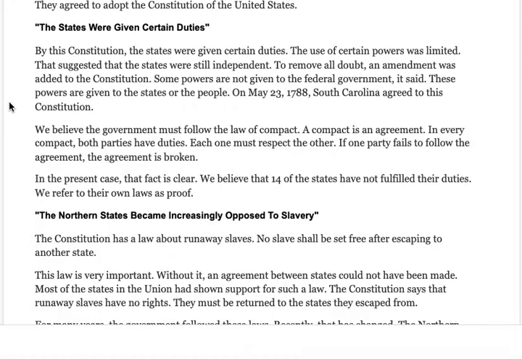We believe the government must follow the law of compact. A compact is an agreement. In every compact, both parties have duties. Each one must respect the other. If one party fails to follow, the agreement is broken. In the present case, the fact is clear. We believe that 14 of the states have not fulfilled their duties. We refer to their own laws as proof.